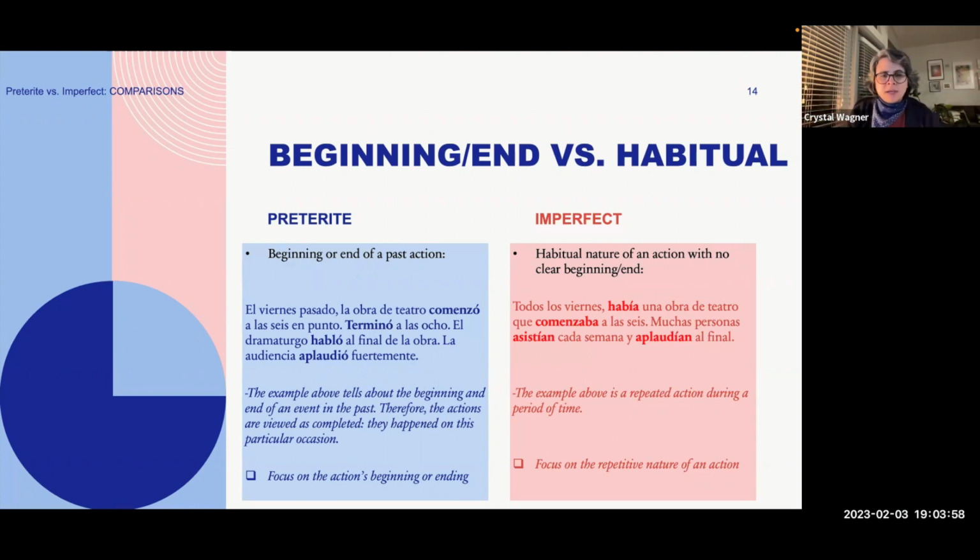There is no specific time. The point is that it's a habitual action, right, that was ongoing. So it's repeated during a period of time. So when you are looking at these examples, or when you're trying to decide which one you're going to use, preterite or imperfect, try to focus on the action where it has a beginning or an ending, whether it's a finite event or if it's a repetitive thing that would happen.